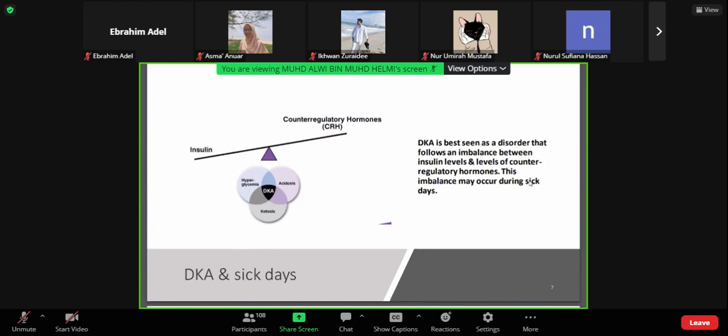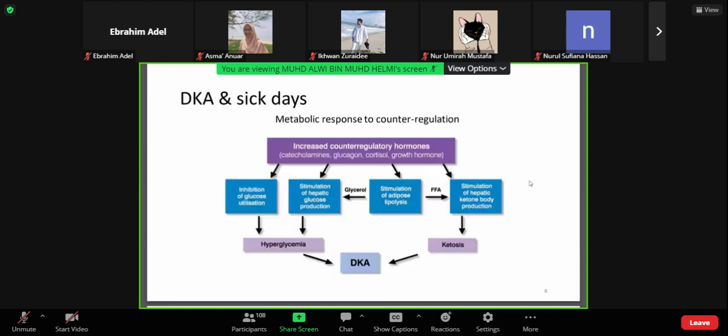Okay, so your body tries to compensate. They need fuel, so the tissue, especially muscle and also liver, start to produce a lot of ketone, and this ketone will accumulate and lead to acidosis. Okay, again, this is the simplified pathophysiology.